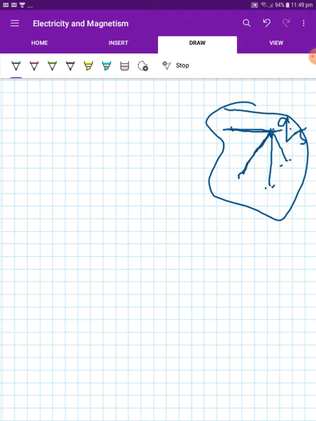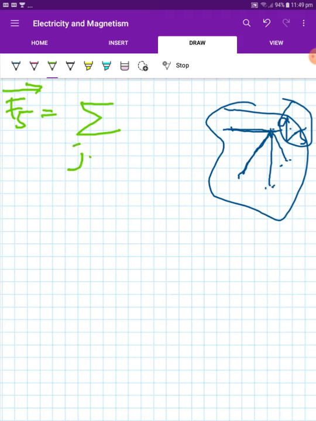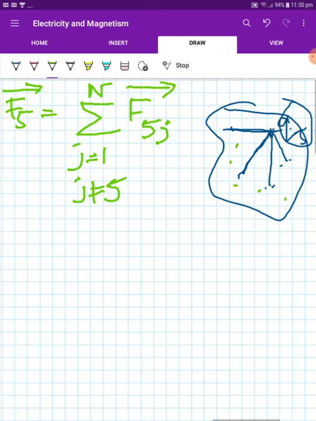Then in compact form we can write this: the force on q5, F5, is equal to the summation over j equals 1 to n for a number of point charges, where j is not equal to 5, of F5j. This is the superposition principle.